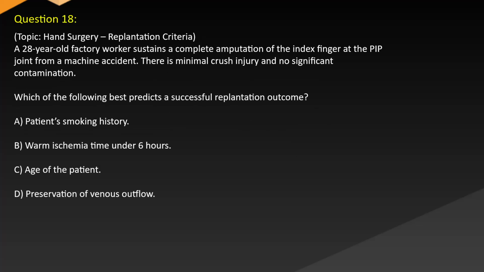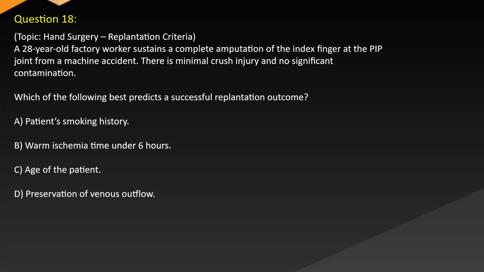Question 18. Topic: hand surgery. Replantation criteria. A 28-year-old factory worker sustains complete amputation of the index finger at the PIP joint from a machine accident. There is minimal crush injury and no significant contamination. Which of the following best predicts successful replantation outcome?